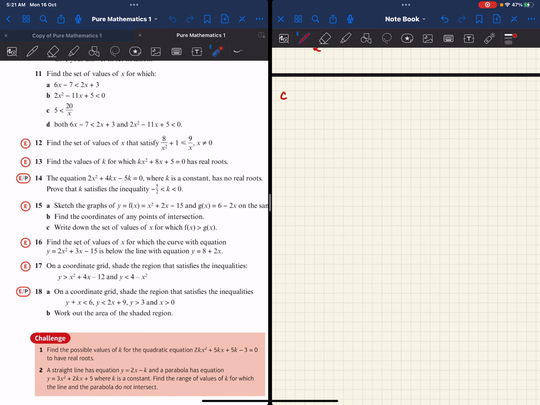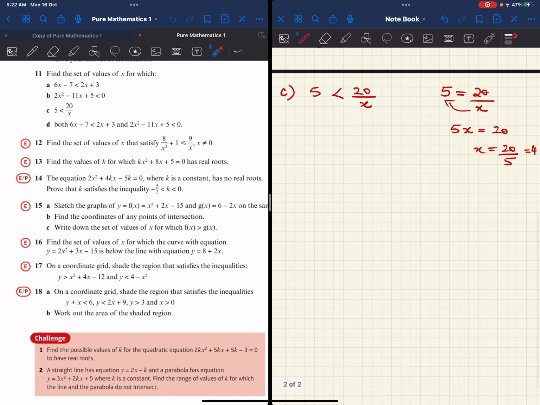Moving on to question C, I have 5 is less than 20 divided by x. So when I want to solve this, for example, if this was just an equation, 5 is equal to 20 divided by x, I could have just taken the x and multiplied on the other side, and I would have it as 5x is equal to 20. Therefore, x is equal to 20 divided by 5, which is 4.